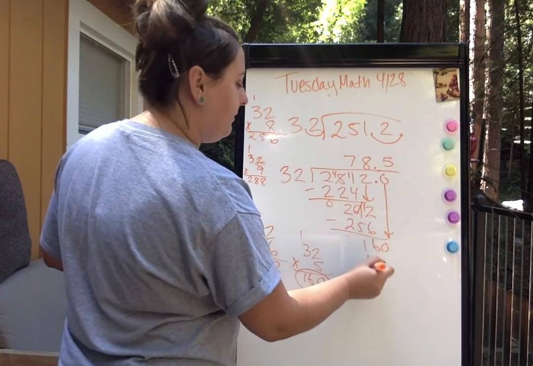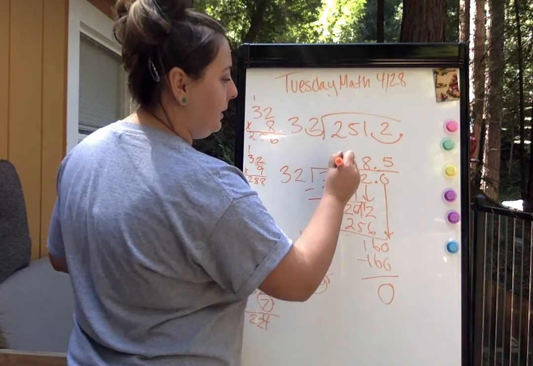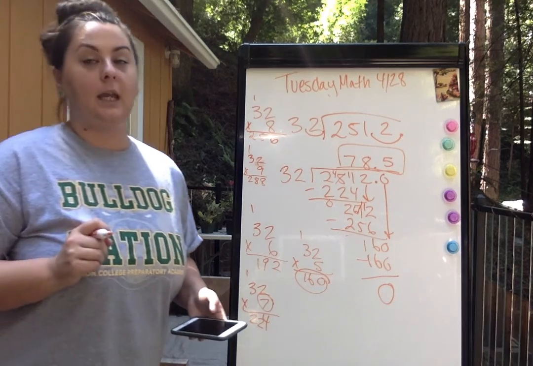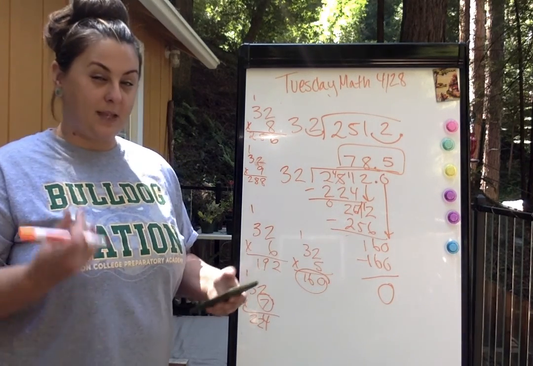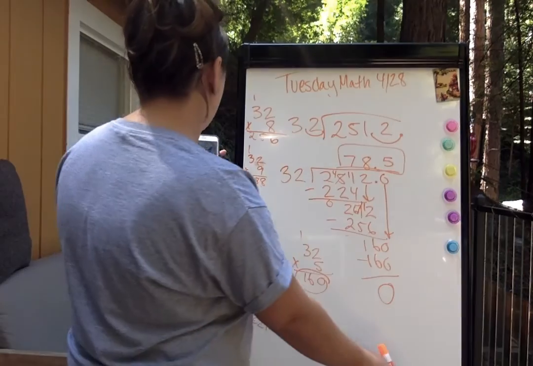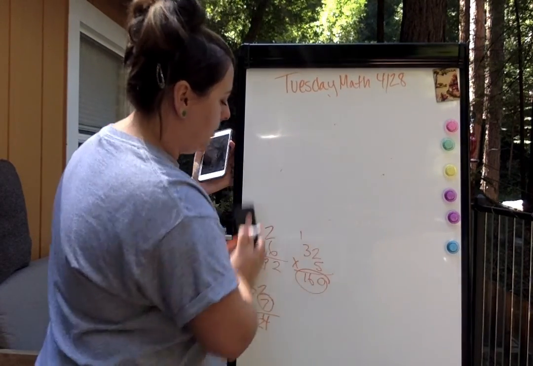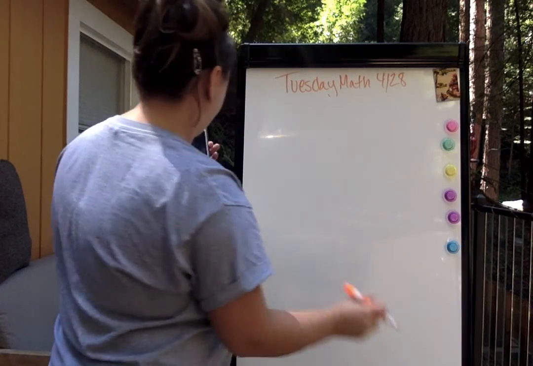32 times 5 is 160. Subtract, leaving me with 0. So your final answer is 78 and 5/10. Guys, remember this? Coming all back to you? Okay, good job. Okay, next one.